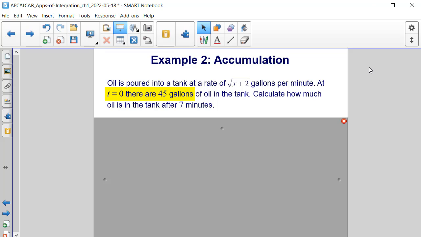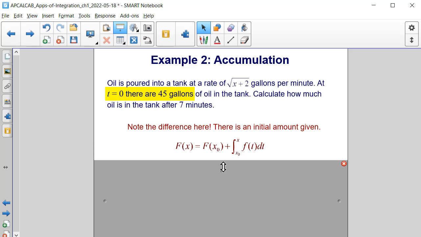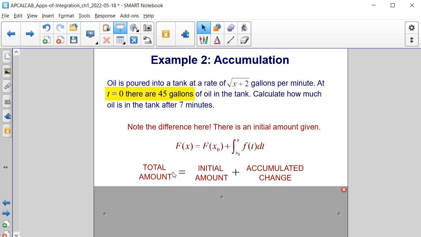Similar to before, the first step is to note the wording. It says that at t equals 0, there are 45 gallons of oil in the tank already. So that means we're going to have to use this initial amount given to us to determine the rest of our integral or the full equation. So it has to do with the F of x being equal to F of the initial x value plus the integral from the initial x value to the ending x value of lowercase f of t dt. Remember, the total amount is equal to that initial amount plus that accumulated change.